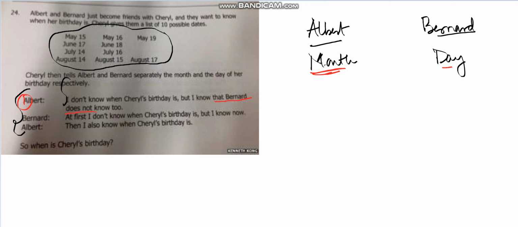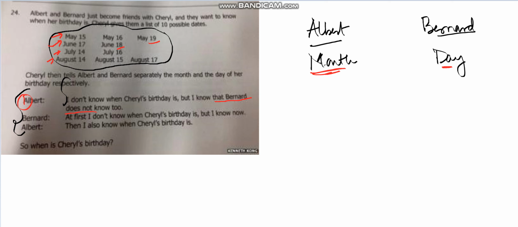What does Bernard know? Days. So what Albert is saying is that it is a month which does not have a unique day. So let's look at the months: May, June, July, and August, and which have unique dates. 19 is unique and 18 is unique. All of the other numbers are repeating.